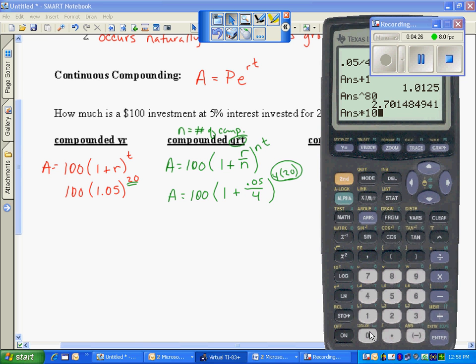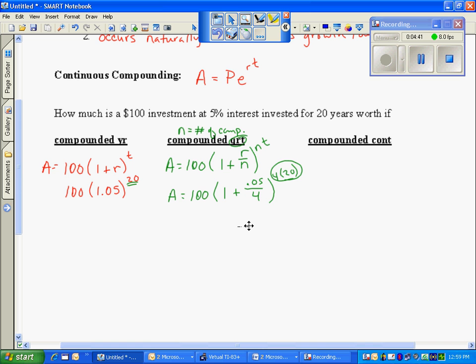Now notice when it was configured once a year, I got that $265.33. In this one I get $270 and about 15 cents. So here I had this $270, and we'll round it to 15 cents. And over here I had $265.33. So the same amount, the same time, the same interest, it just figured more often. I get interest upon interest.